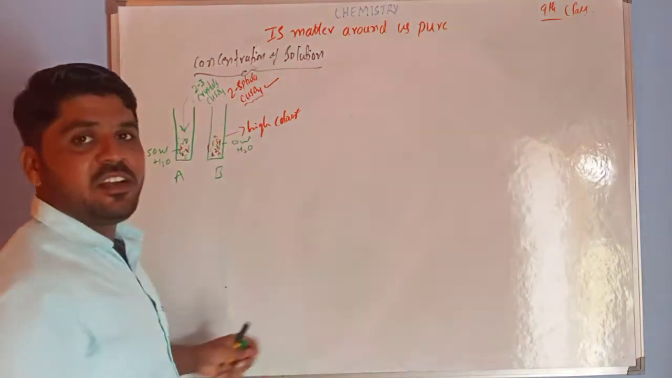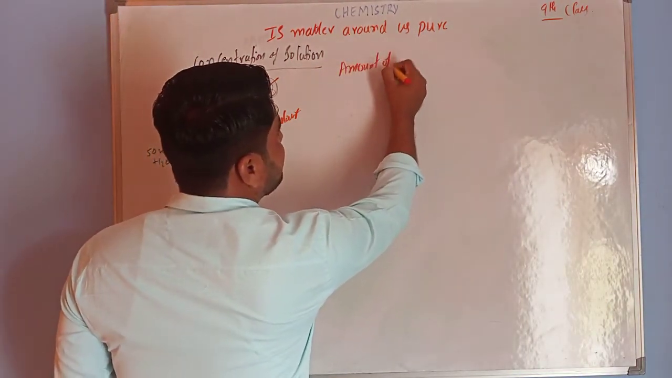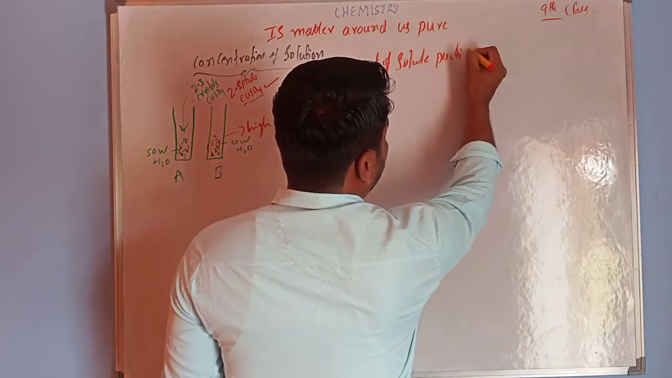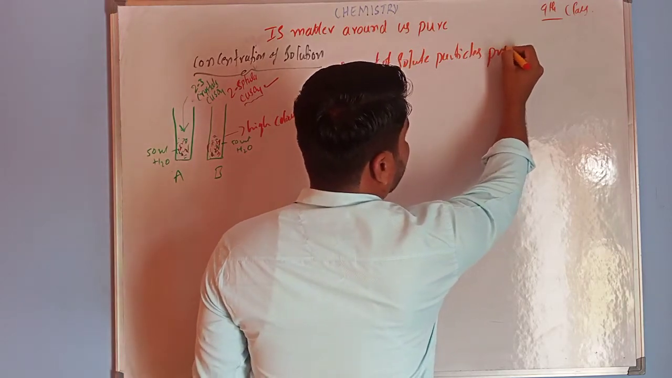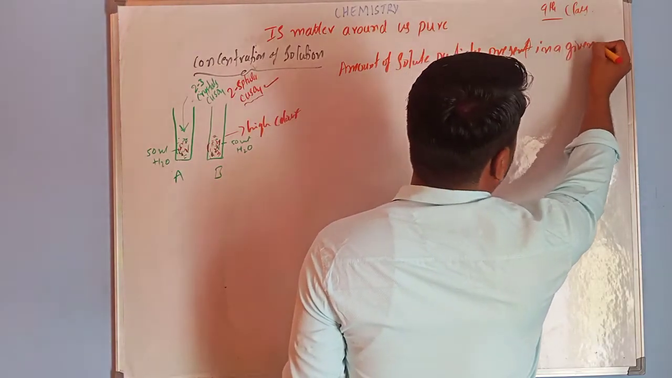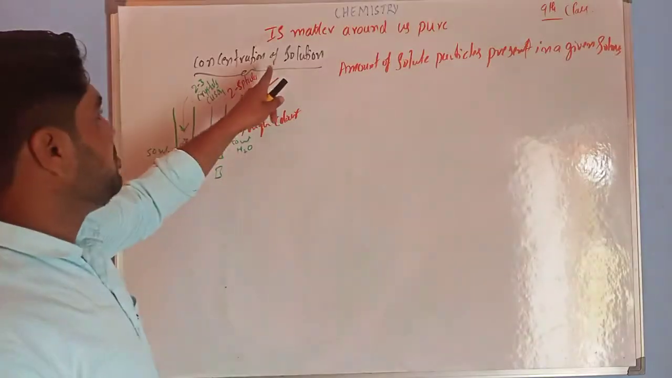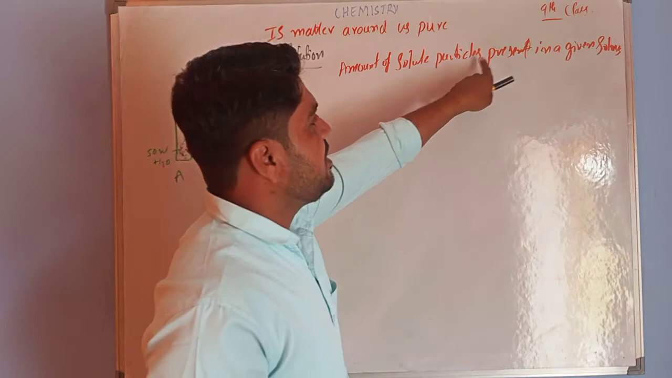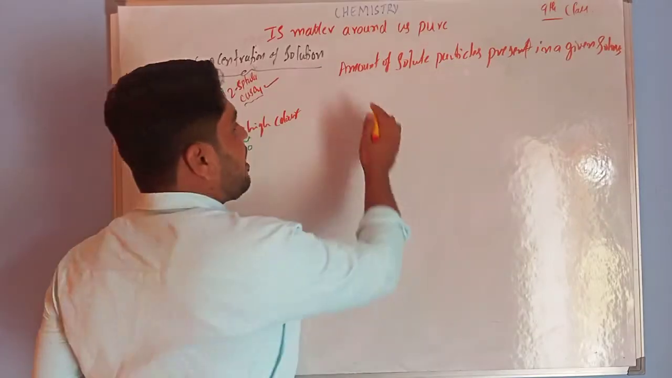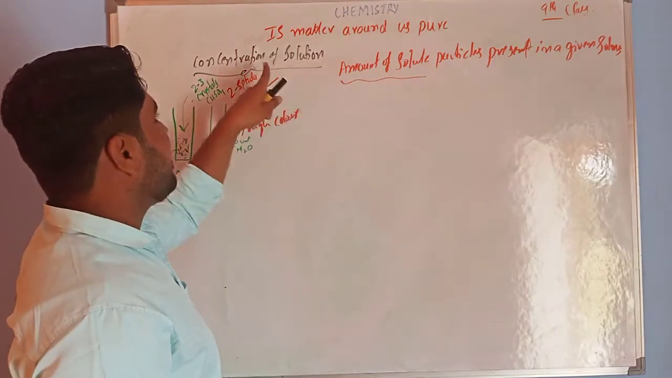So concentration depends on the amount of solute particles present in a given solution. So concentration is the amount of solute particles present in a given solution. That means the concentration of solutions depends on the amount of solute. This amount of solute determines the concentration of the solutions.